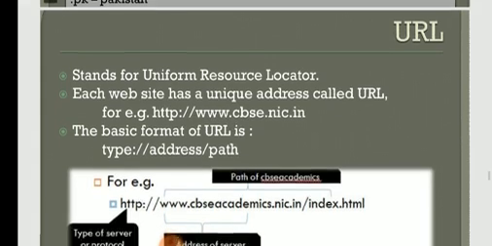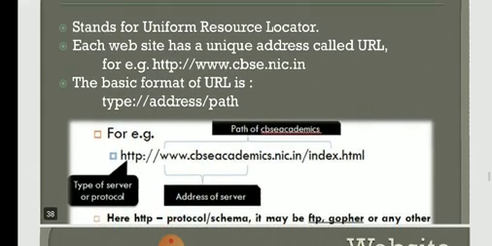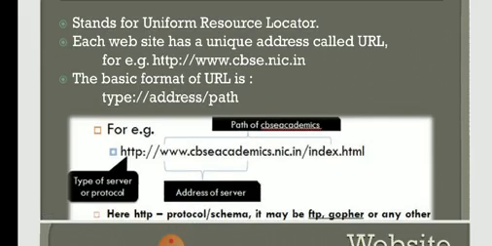Look at this URL which is given down. For example, http://www.cbscacademics.nic.in/index.html. Look at this example. In this, http will be considered as the type. Type means the type of server or protocol. The next one is www.cbscacademics.nic.in, that is called the address of the server. Each and every server will have a separate address.